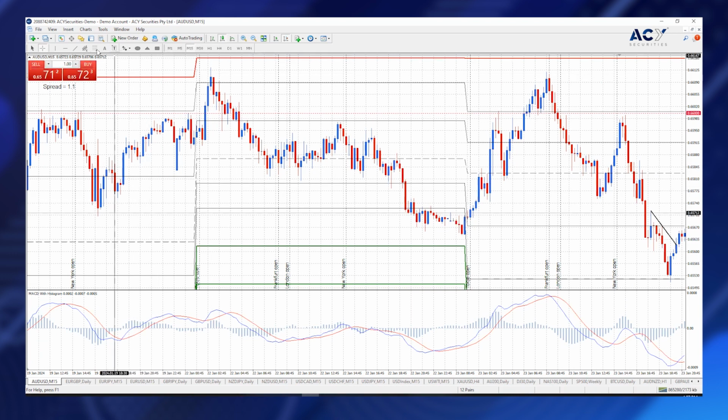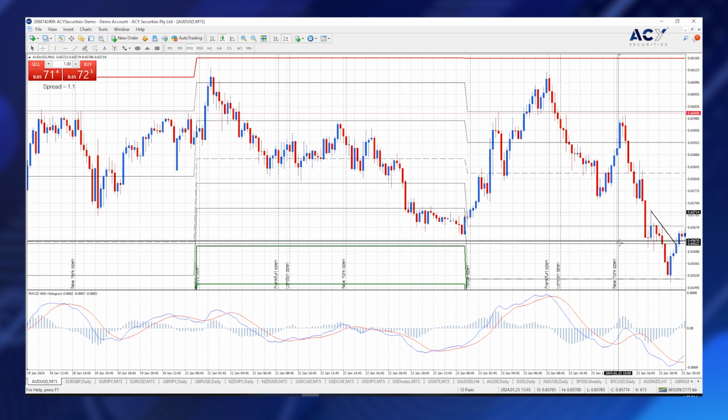Okay, so if I was to just put in an imaginary trade here, so let's say we entered here, right? That's our entry line. I might say, well, I'm going to put a stop below that lowest point, maybe 2 pips below. So let's just do that too.